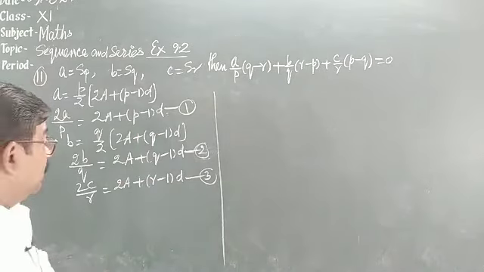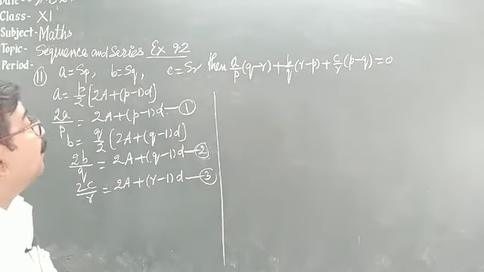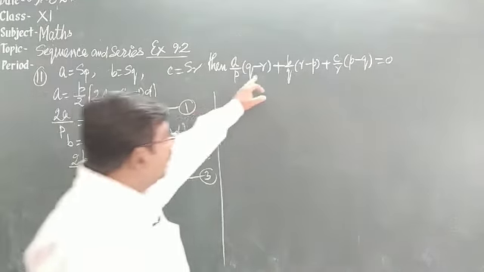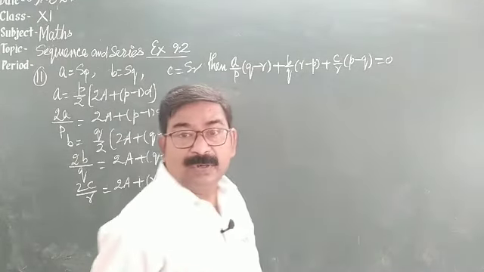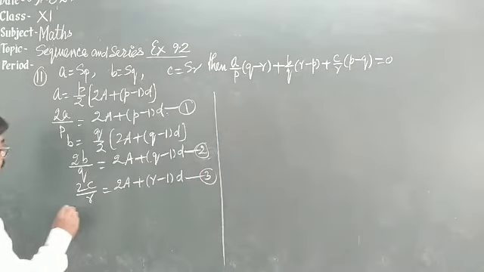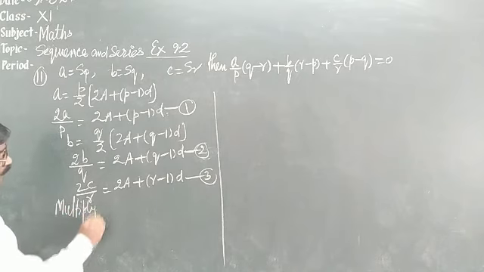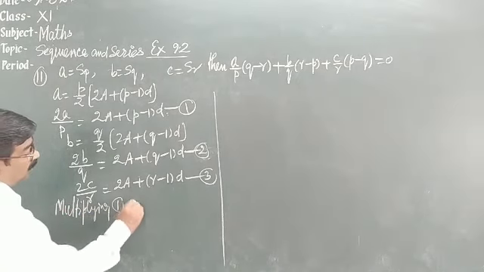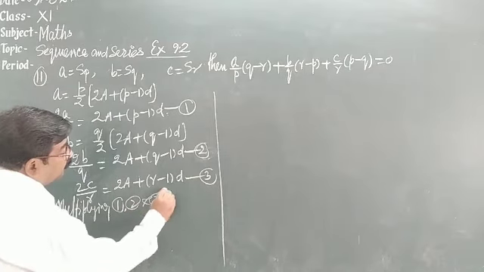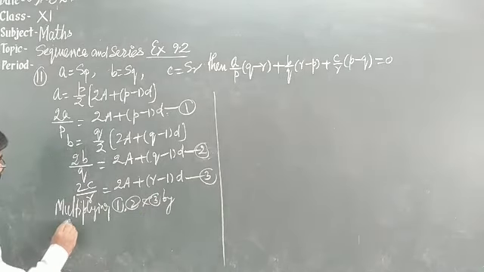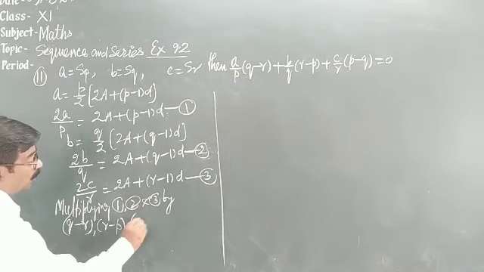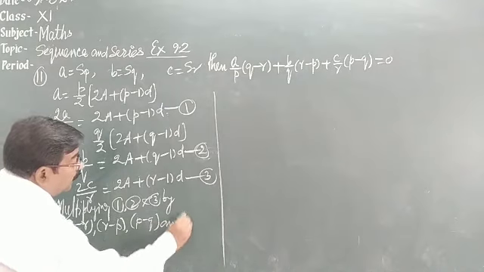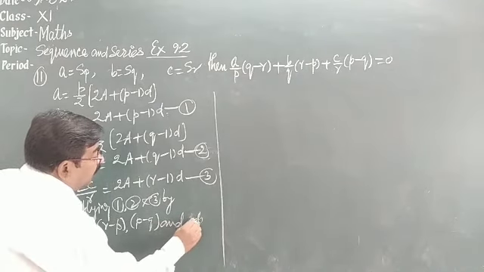Multiply equations 1, 2 and 3 by Q minus R in equation number 1, R minus P in equation number 2 and P minus Q in equation number 3, and adding. So I am writing: multiplying 1, 2 and 3 by Q minus R, R minus P, P minus Q and adding.